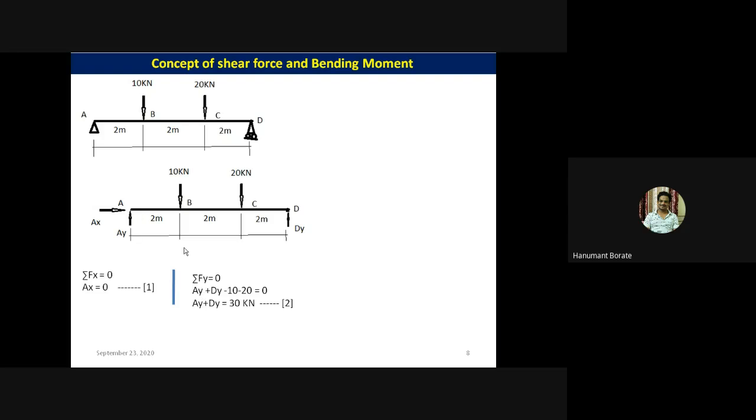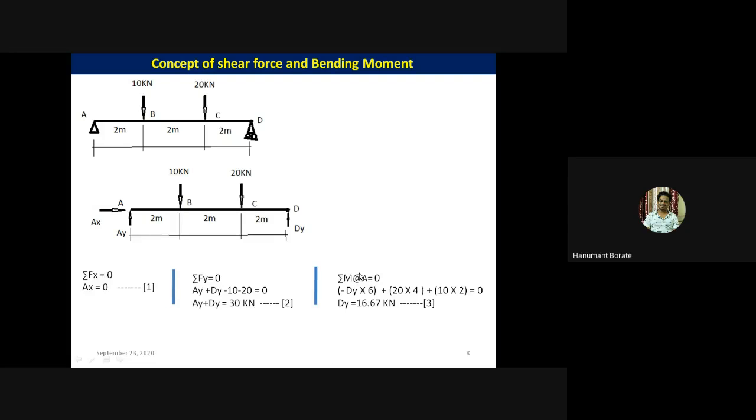Treat upward forces positive, downward forces negative. Ay plus Dy minus 10 minus 20 equal to 0. Right. So in this way we will get the equation Ay plus Dy equal to 30 kilonewton. Now we'll take moment, the third equilibrium condition, that is summation of moment of all forces about any point equal to 0.